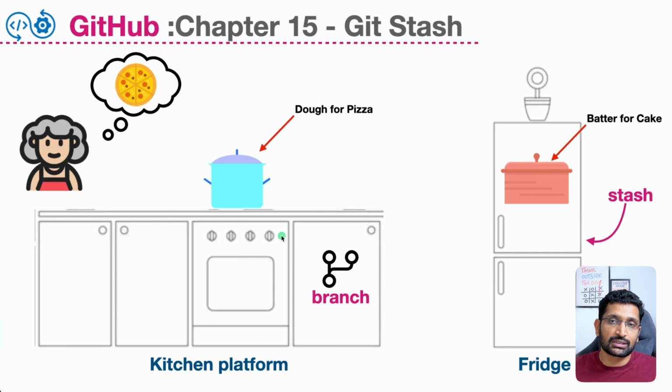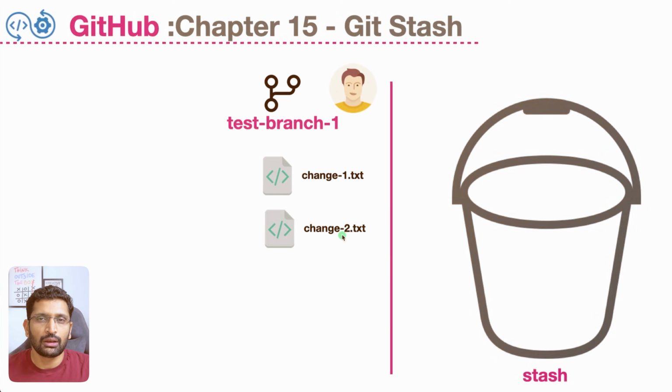So in this example, assume that the kitchen platform is your GitHub branch where you were working, but that change is unfinished. So you have stored it into the stash and then you started working on some other feature. And once you're done with that feature, you can pop the change which you have stashed. Stash is not a repo, it's just a fridge over here. So you can pull those changes back and restart working on the unfinished change. Now we understand the example of our kitchen and the fridge.